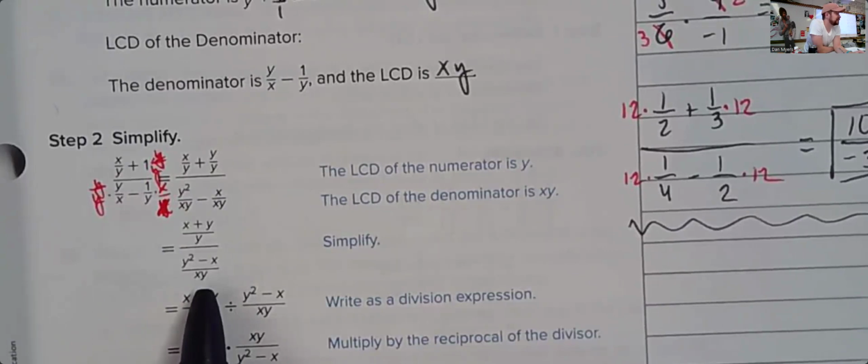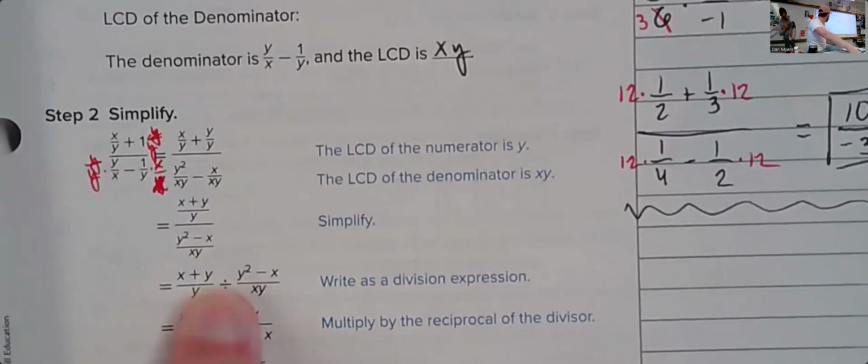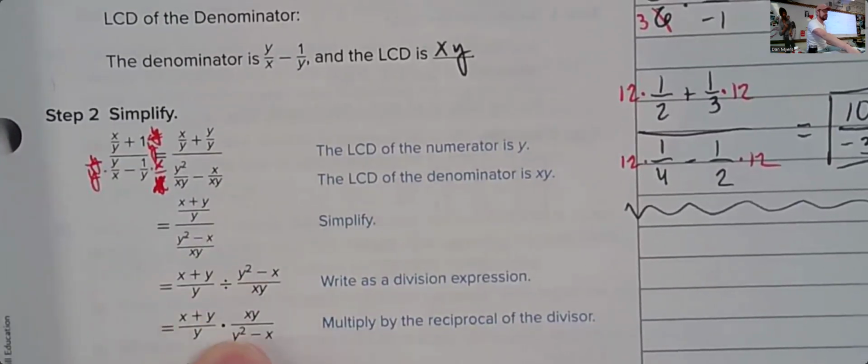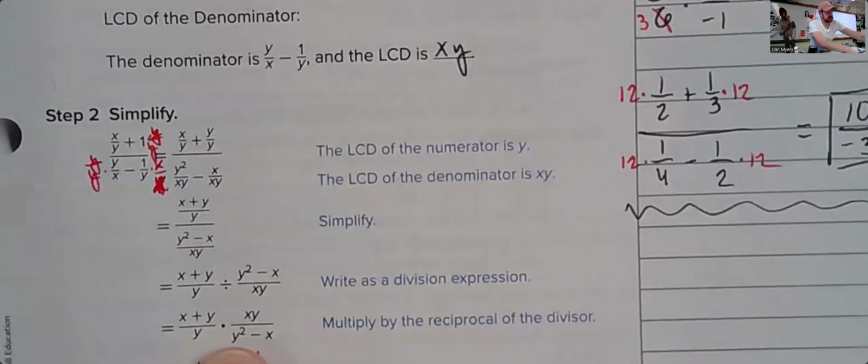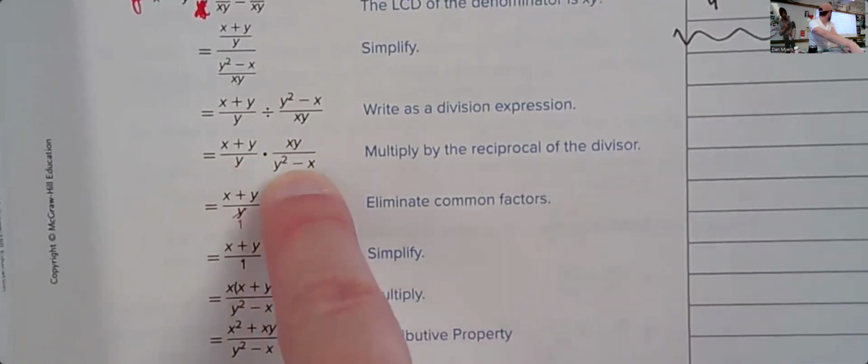So we're basically just doing multiple of the same types of problems that we did yesterday. We're looking at the top fraction as its own problem. We're subtracting it using common denominators. We do the same thing with the denominator. Simplify the numerator, simplify the denominator. Once we have that, we are then going to divide the fractions by multiplying by the reciprocal of that second fraction. So x plus y over y divided by y squared minus x over xy is going to be the same thing as x plus y over y times the reciprocal, which is xy over y squared minus x.